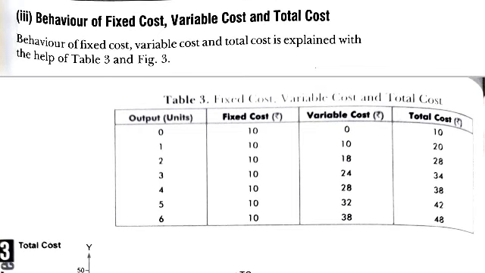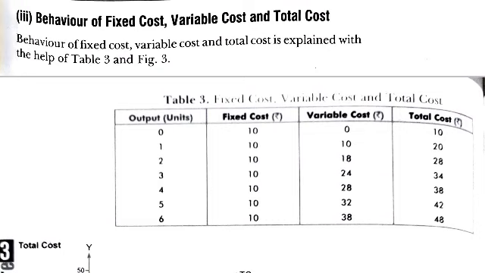When our level of output is 0, fixed cost is still positive, that is fixed cost is 10, variable cost is 0 and total cost is 10. Now total cost is 10 because the fixed cost is 10, because total cost is the composition of fixed cost and variable cost. Therefore total cost will be 10.